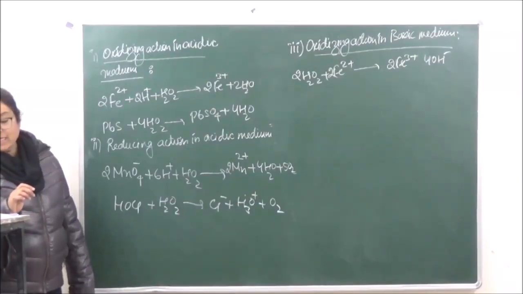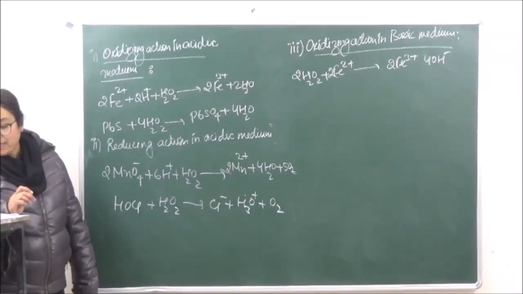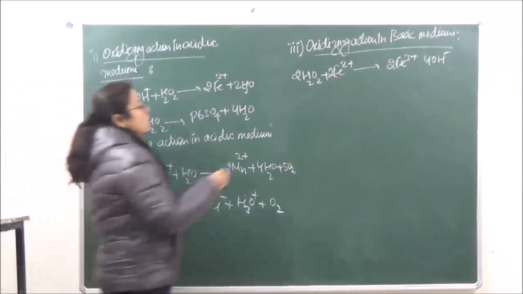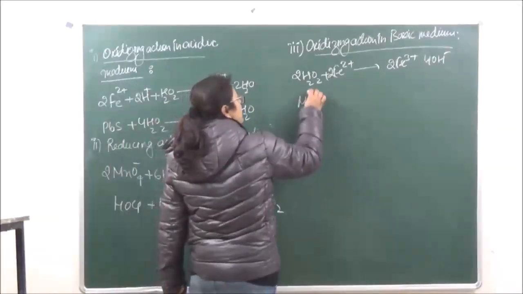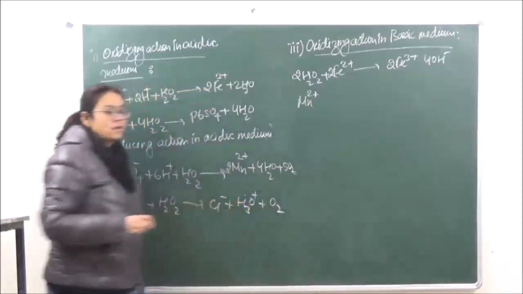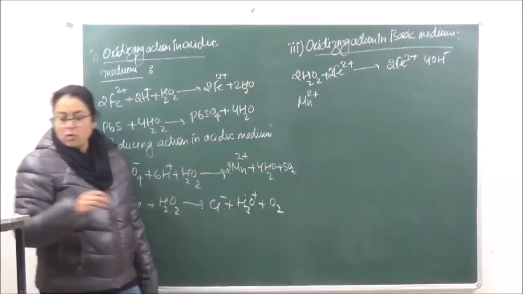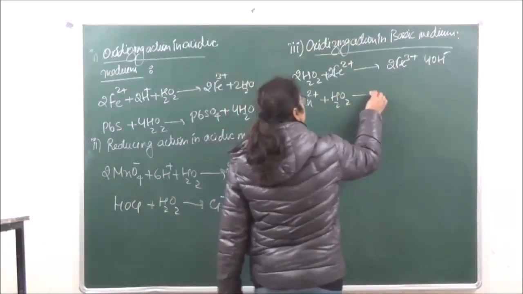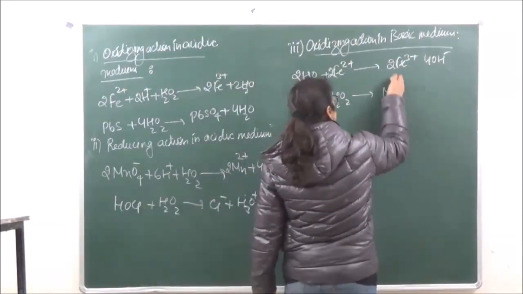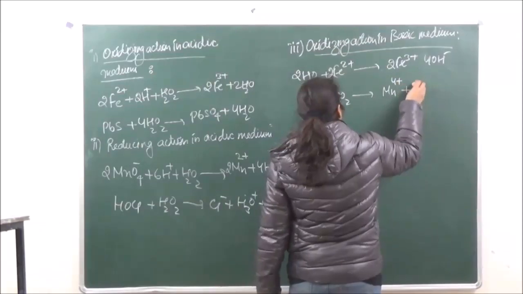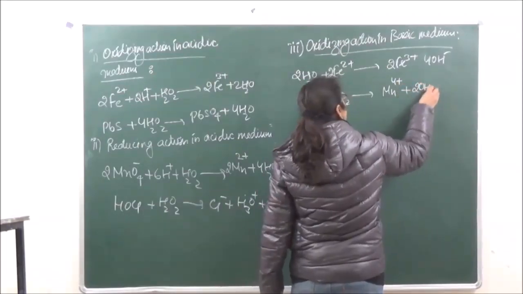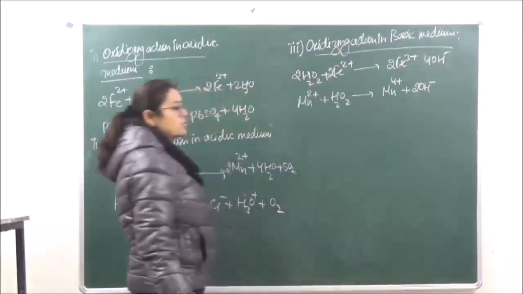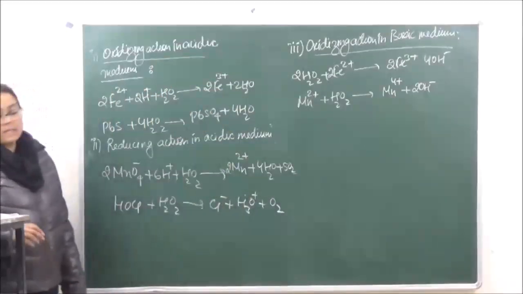And then next is manganese can be converted to Mn4 positive. So we have over here Mn2 positive, that in presence of H2O2 plus 2OH negative. So this is again the reaction is going to be in basic medium.